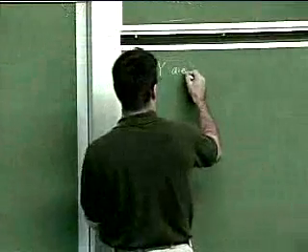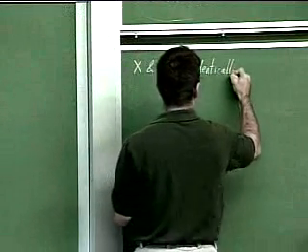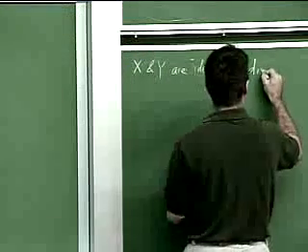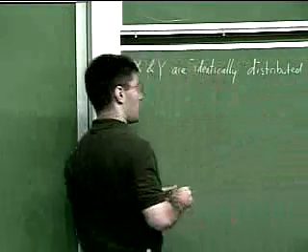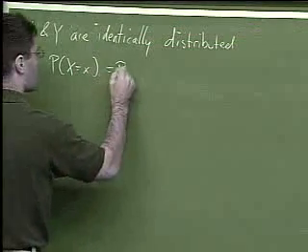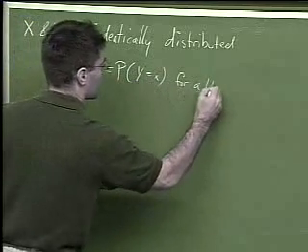Okay? X and Y are identically distributed. Right? Meaning the probability that X equals x equals the probability that Y equals x for all x.